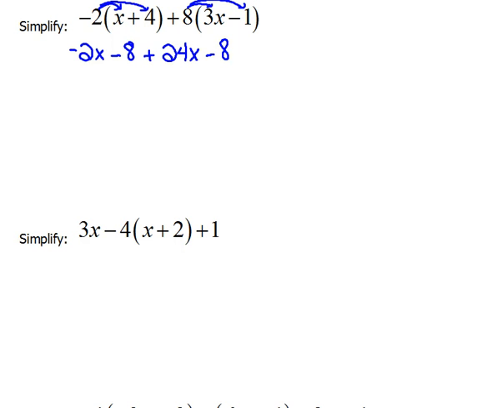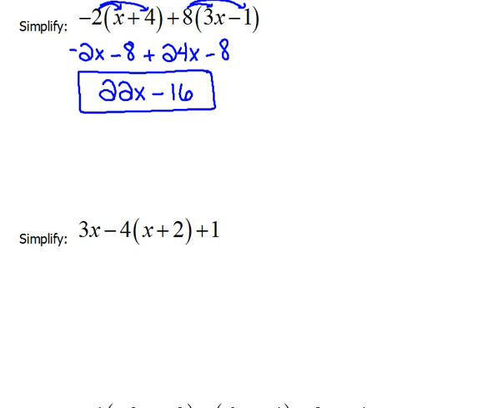Now we can combine like terms if possible. So we can put together our x's. Minus 2 of them plus 24 would be a positive 22x, and we can put together our plain numbers. Negative 8 and a negative 8 would be a negative or a minus 16, and that's as far as we can take that.